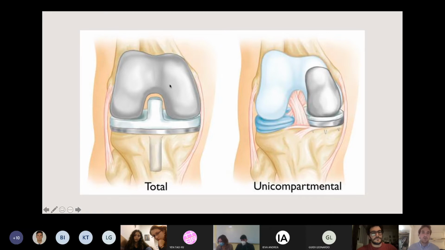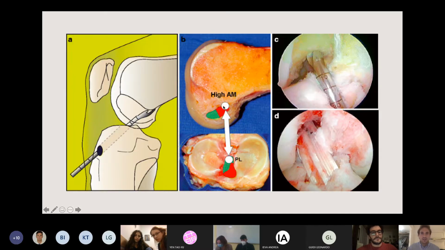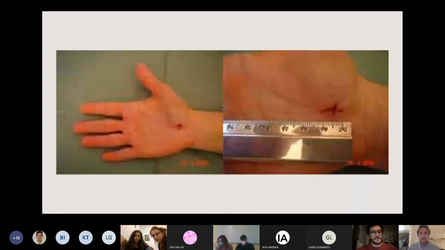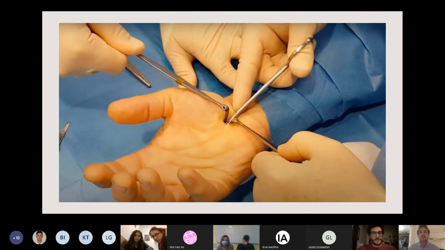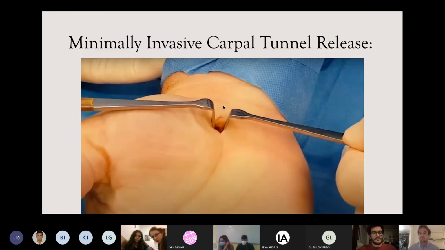You will perform in your life more total knee arthroplasty than unicompartmental. Thus, you will be better in performing total knee arthroplasty compared to unicompartmental. Regarding the carpal tunnel, it depends on the surgeon, because it is technically demanding, also this one, and the learning curve is very steep.